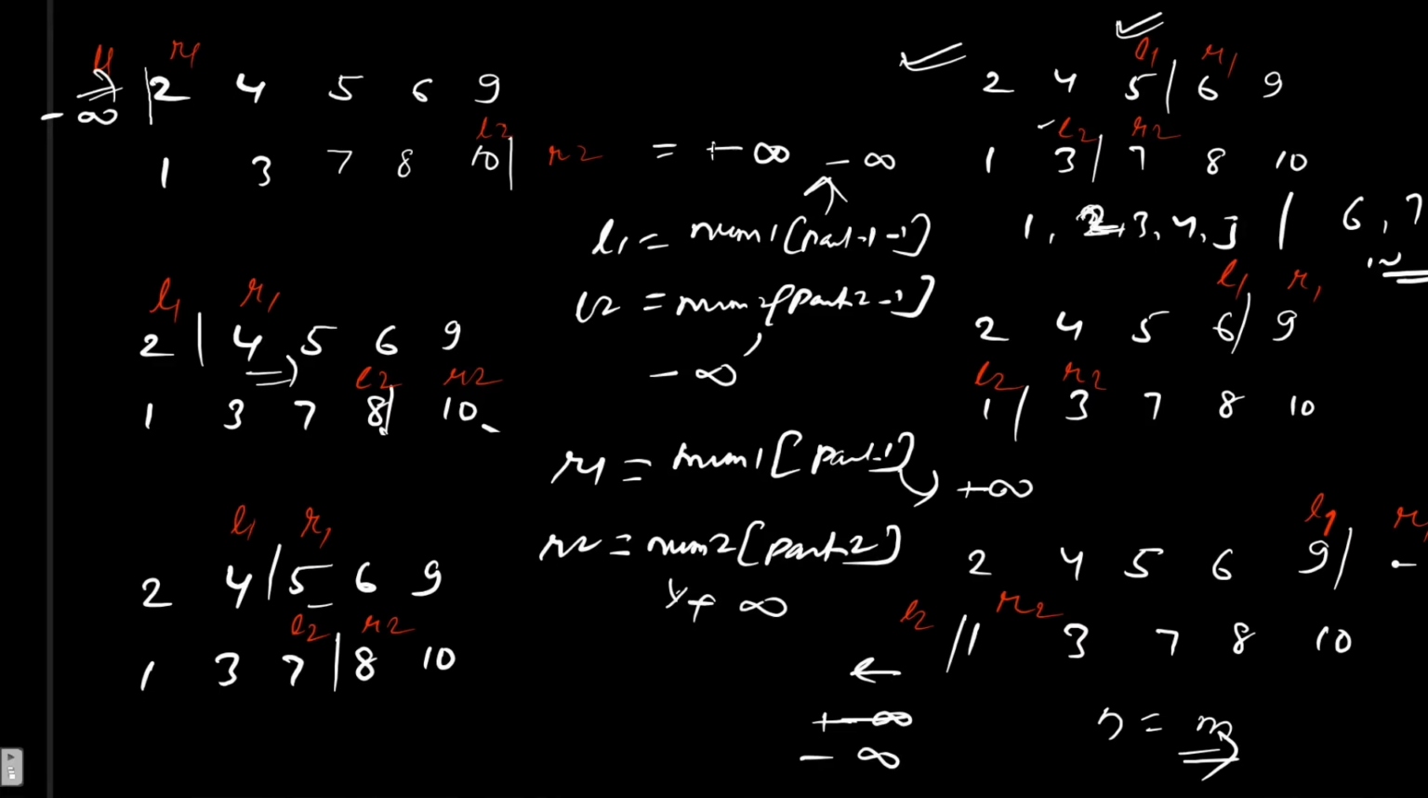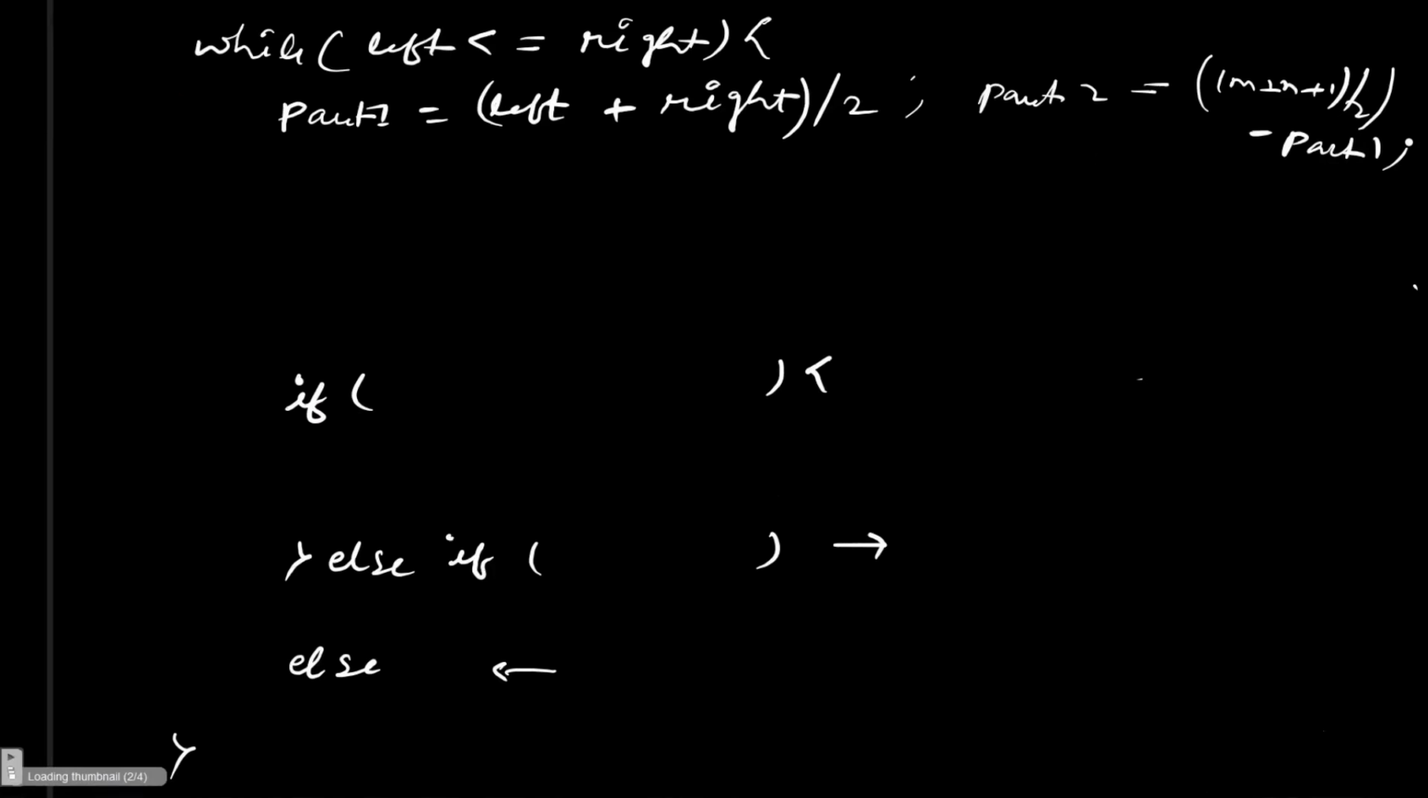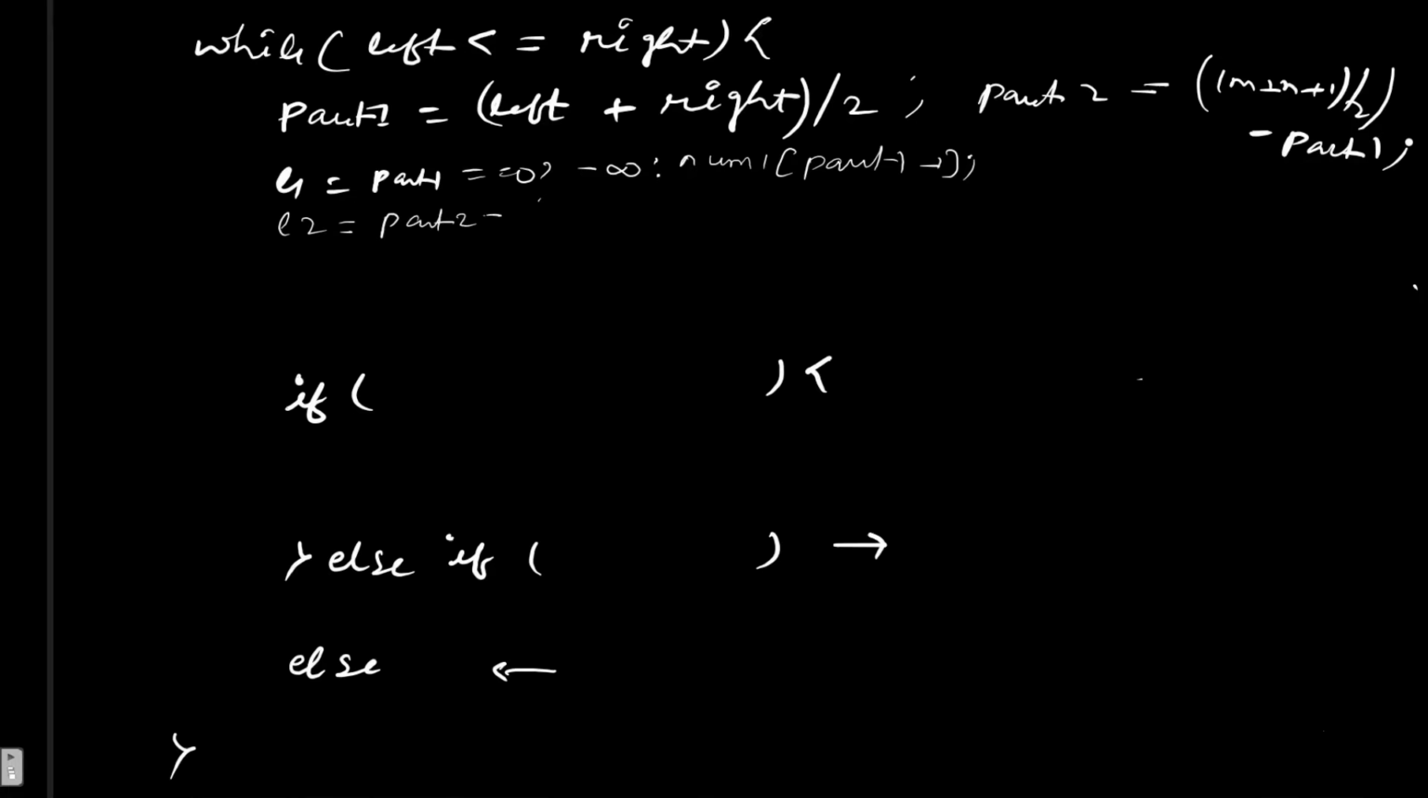Okay, so we have found our L1 and L2. Let's write this down. L1 is going to be equal to, first we have to check whether partition 1 equals 0. If it is true, then minus infinity, otherwise nums1 at partition 1 minus 1. Similarly, L2 is going to be equal to, we first check whether partition 2 is equal to 0. If it is true, it is going to be minus infinity, otherwise nums2 at partition 2 minus 1.